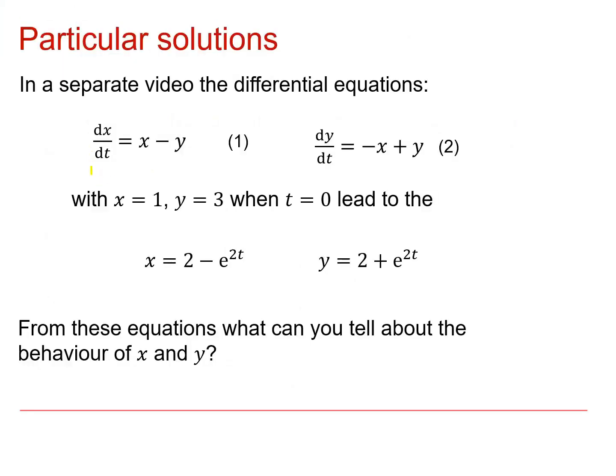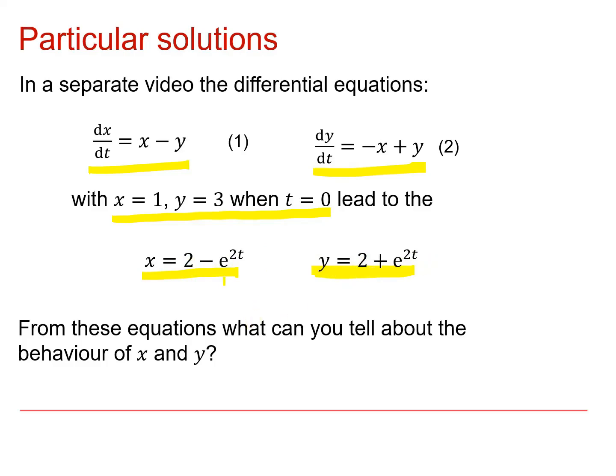In a separate video, we've looked at this pair of simultaneous differential equations, one involving dx by dt and the other involving dy by dt, with this set of initial conditions: x is 1, y is 3, when t equals 0. That's given us this pair of equations that are the particular solution: x is 2 minus e to the 2t, and y is 2 plus e to the 2t.